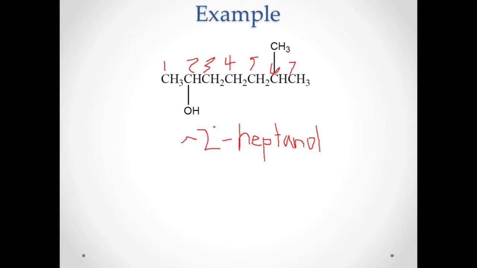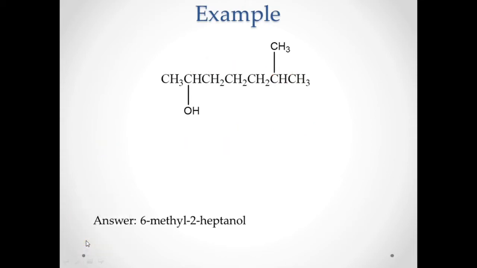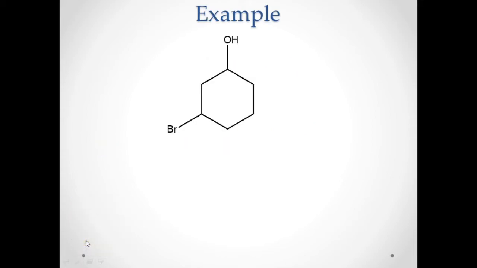While your substituent, what is your substituent? That is a methyl. Where did you find the methyl? That is on carbon number 6. So the name would now be 6-methyl 2-heptanol. That is correct. Very good. Okay, next. How about this cyclic alcohol?